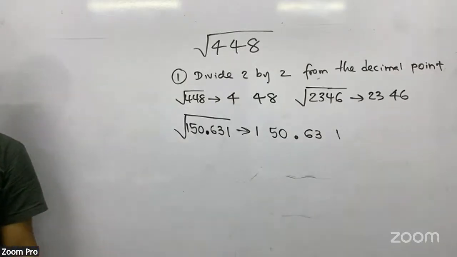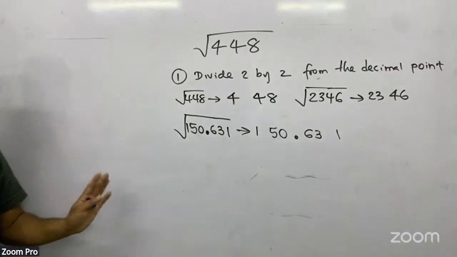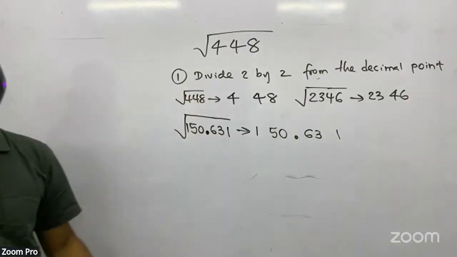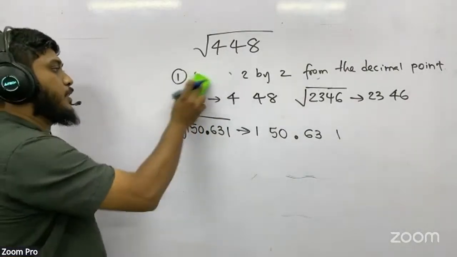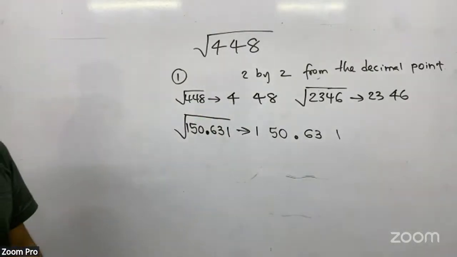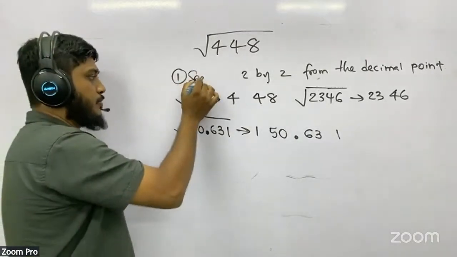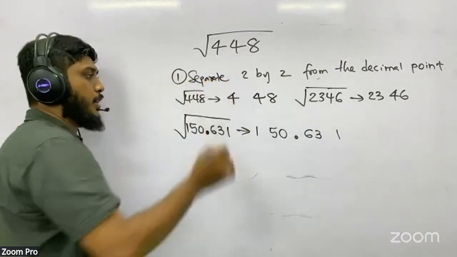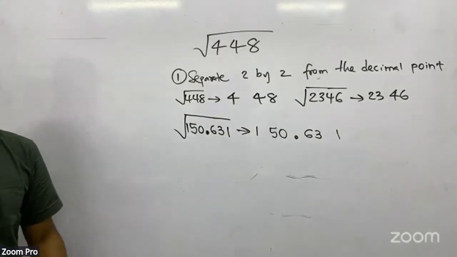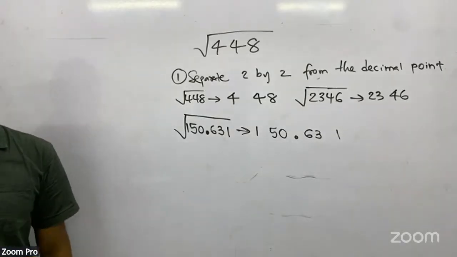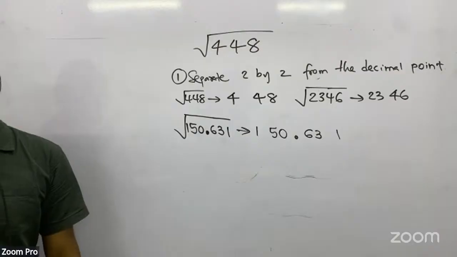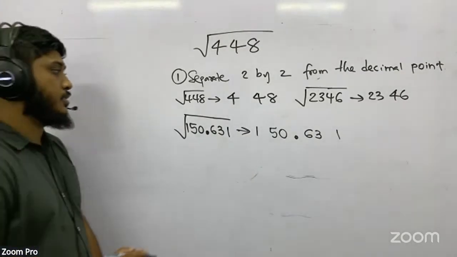Okay, brother? No, still I didn't do anything. First, divide means separate, right? Separate 2 by 2. More than divide, we'll write separate 2 by 2. Separate 2 by 2. Is this clear? 100% clear? Clear, right? Nice.